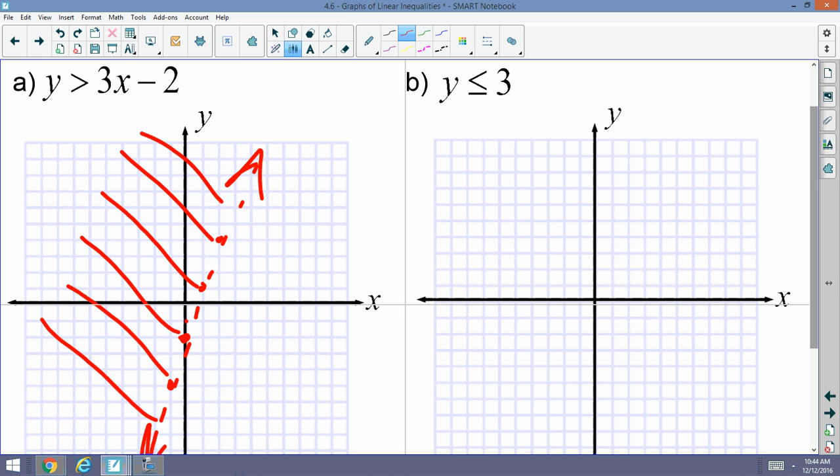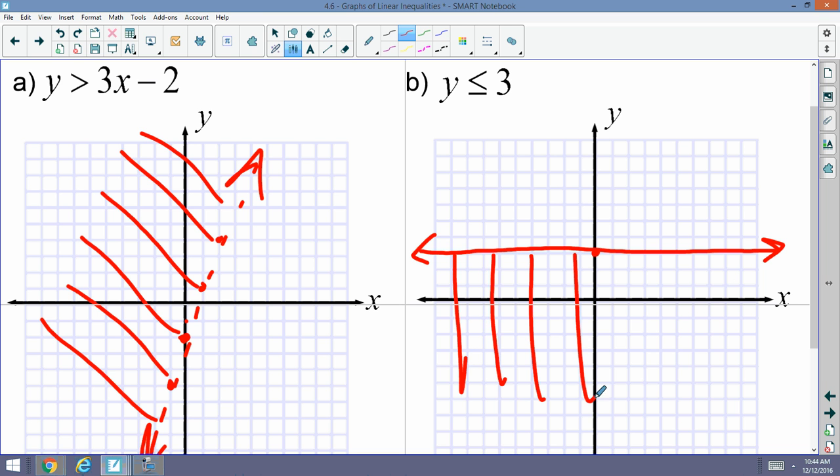Yeah, it's a horizontal line because that means that y is 0. The slope is 0. So I'm going to do a solid line because it's less than or equal to 3. Solid. Now, am I going to shade above or below this guy? Below, because it's less than or equal to, solid line. Does that make sense? You with me, my brother?